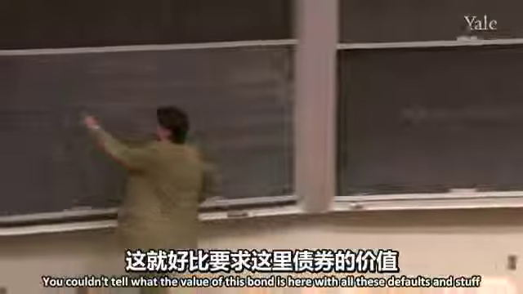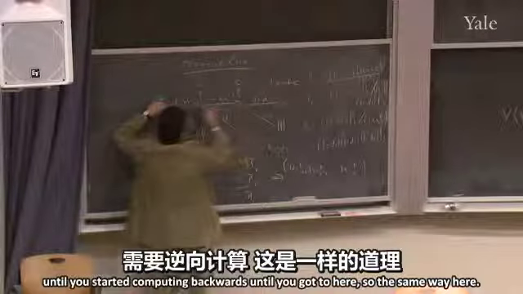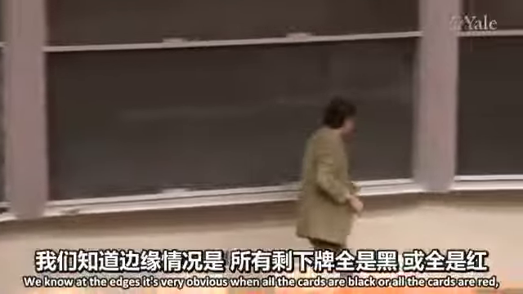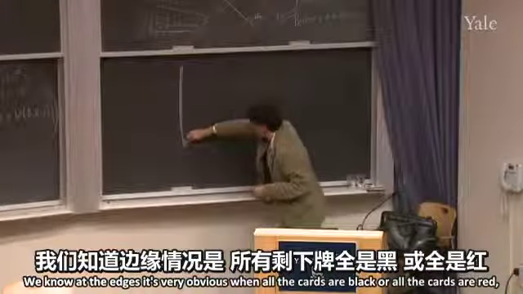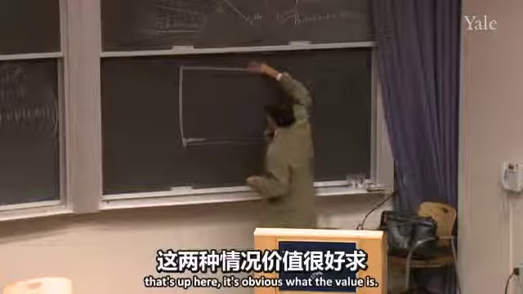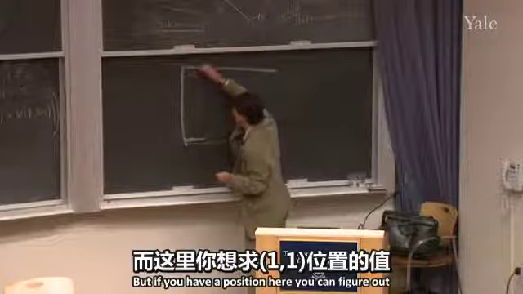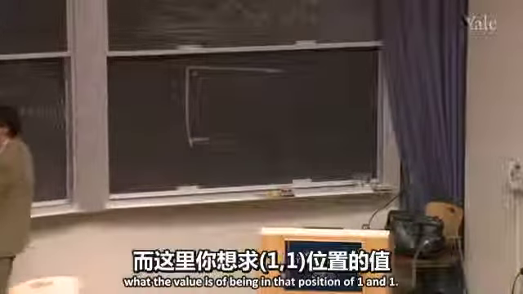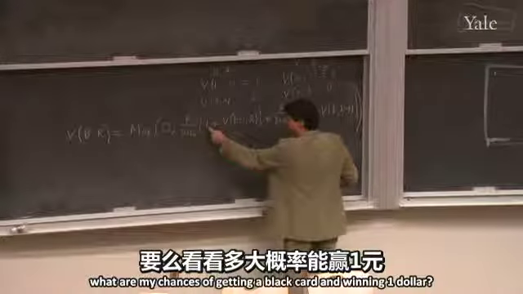You couldn't tell what the value of this bond is here with all these defaults and stuff until you started computing backwards till you got to here. So the same way here. We know at the edges, it's very obvious when all the cards are black or all the cards are red, that's up here, it's obvious what the value is. But if you have a position here, you can figure out what the value is of being in that position of 1 and 1. You could quit and be 0, or you could say, what are my chances of getting a black card and winning $1?